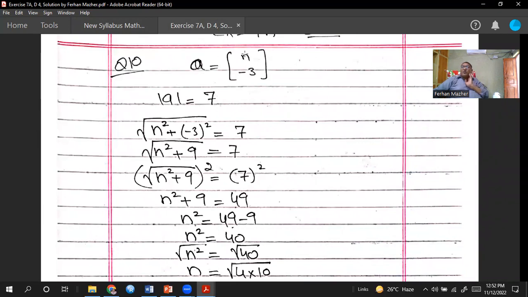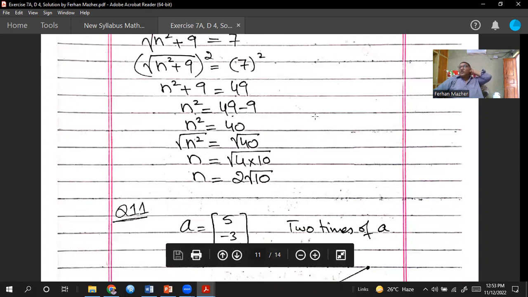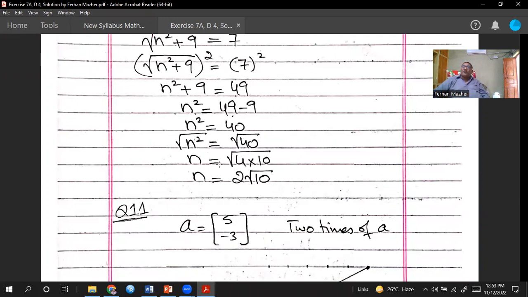So when I apply the formula for the magnitude on this column vector, it will be the square root of n squared plus the square of minus 3, so the square root of n squared plus 9. That is equal to 7. So I will square both sides. So the square and the square root will cancel. So you will have n squared plus 9 equals the square of 7, that's 49. So n squared will be equal to 49 minus 9. So n squared will be equal to 40.